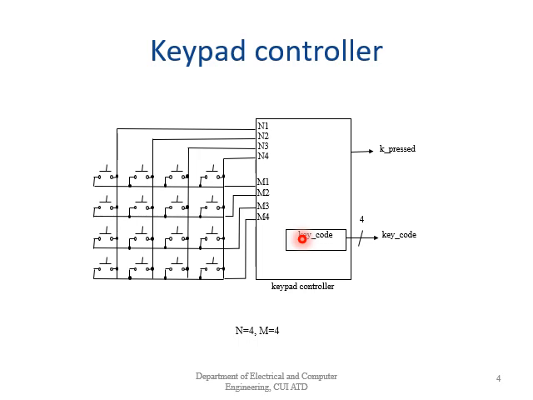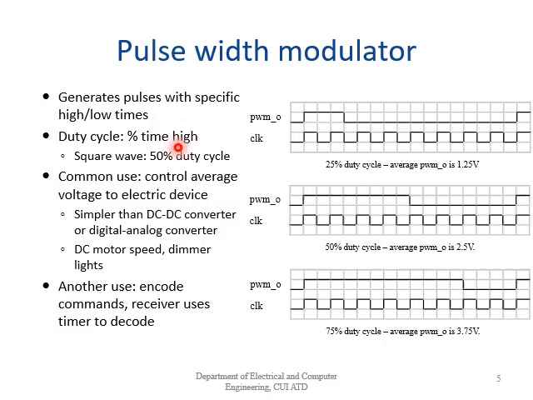So this is our N cross M keypad controller, which is used in many embedded systems because we do not have the presence of a standard keyboard. Okay, so it acts like a decoder rather than a controller. So that was about the keypad. Let's move on to the next slide. So in this slide we are going to discuss the pulse width modulator.